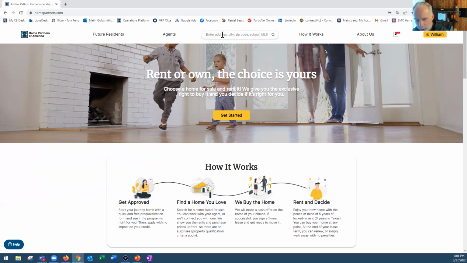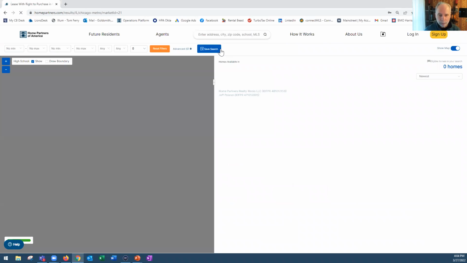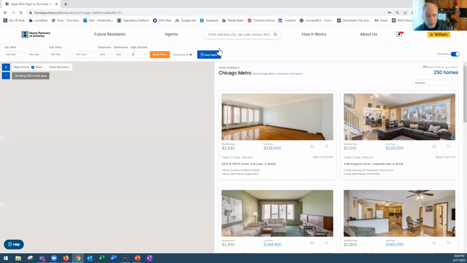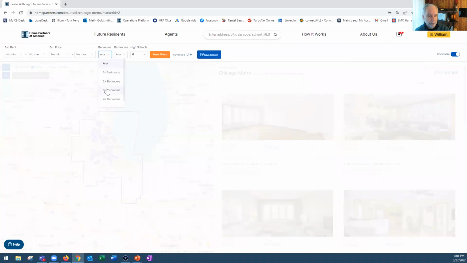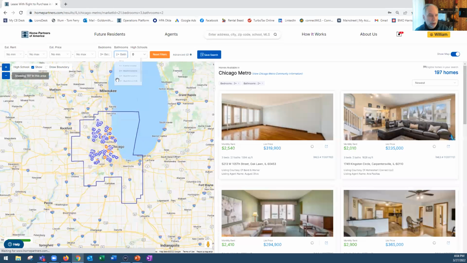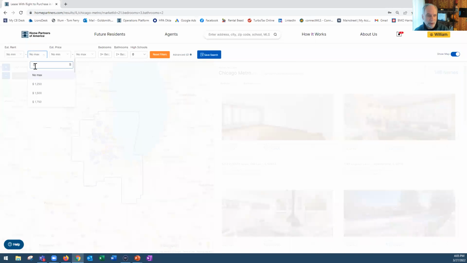So I'm going to go in here to Chicago. There it is. That's where I live. The map comes up. Henry and Mary said they're looking for a 3-bedroom, 2-bath house. Great. He said he didn't want to pay more than $2,500. I think he might get approved for a little bit more than that. So I'm going to put a max rent of $2,750 in.